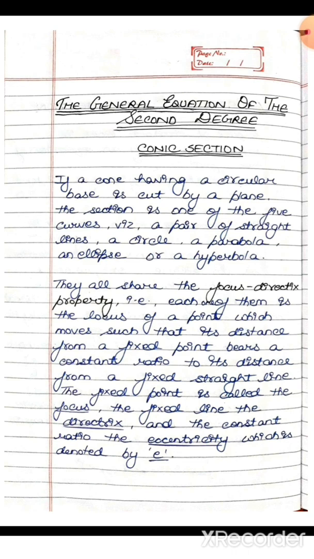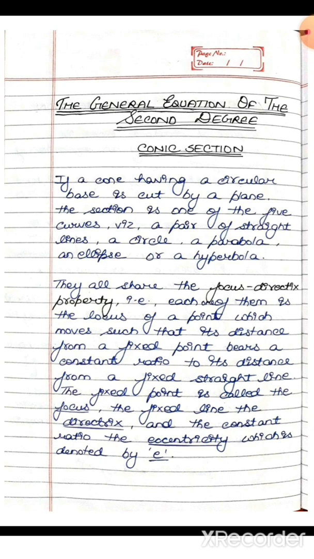The shape of the section depends upon the position of the cutting plane. For example, if we take a section and cut it through the vertex, it will be a pair of straight lines, and the section by a plane parallel to the base will be a circle. Similarly, if the plane neither passes through the vertex nor is parallel to the base, the section will be one of the curves: parabola, ellipse or hyperbola.